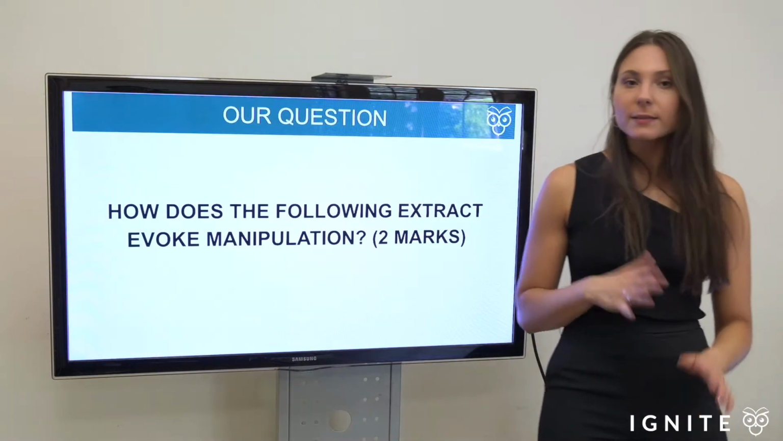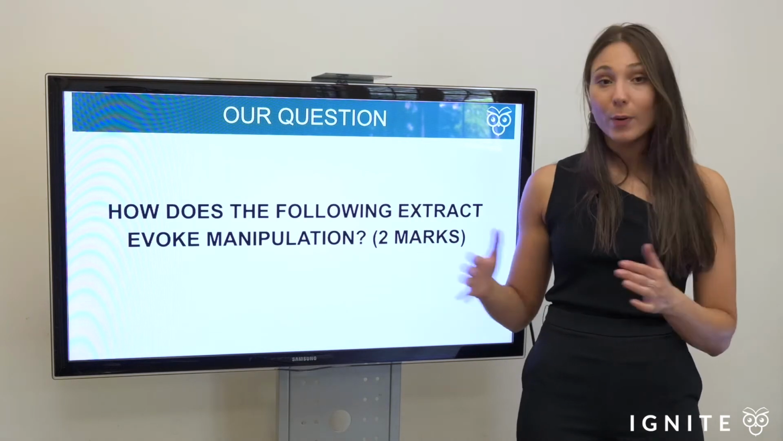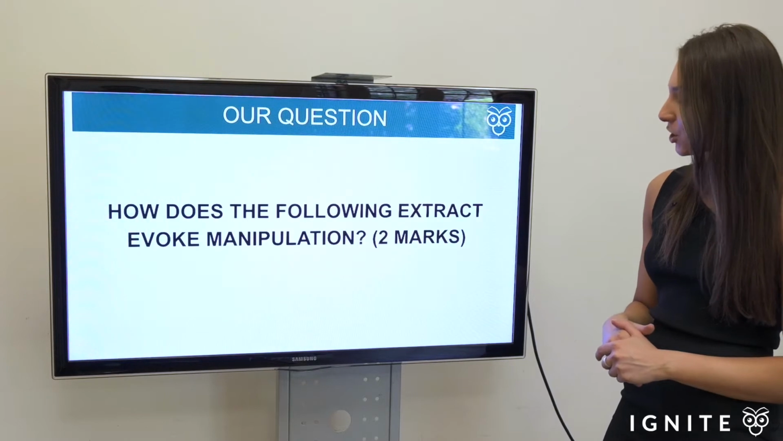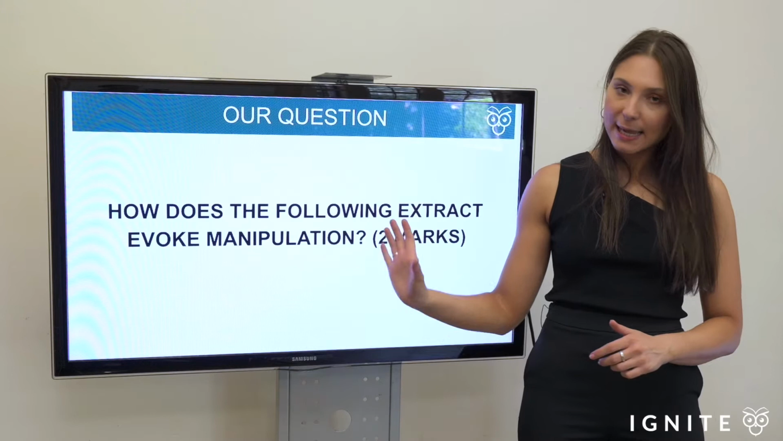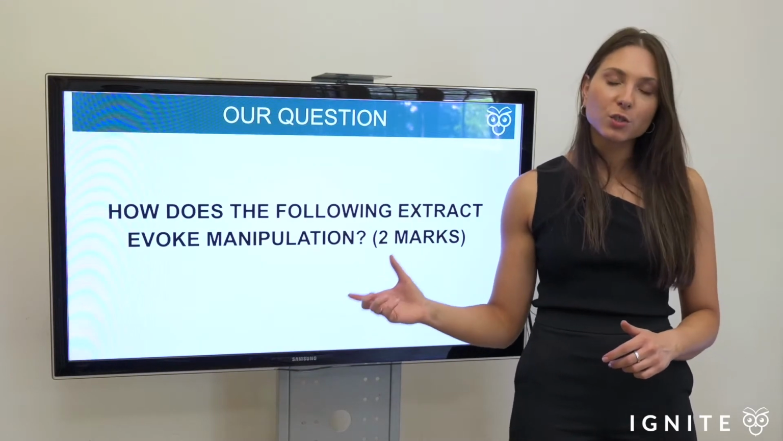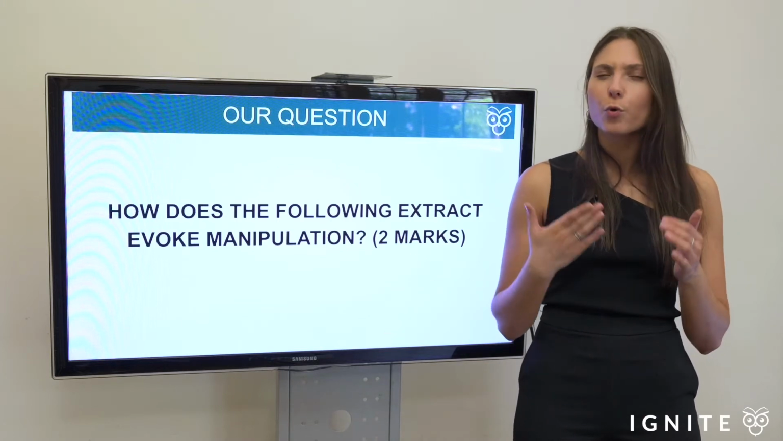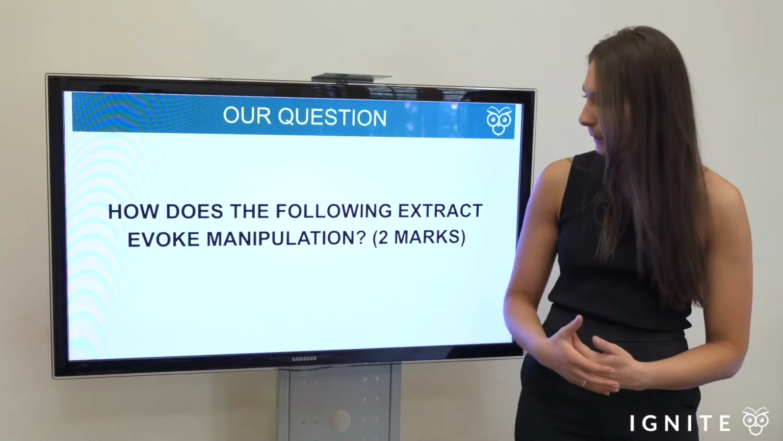To start off with, let's take a look at the question that I'm going to answer through the video. Our question reads, how does the following extract evoke manipulation? And it's a 2-marker. Now, the theme of manipulation is inherent to Shakespeare's Macbeth more broadly. I'm simply using this extract, and this question, to show you how you piece together analysis and you work through quote, technique, effect, which is really the building block to everything that you do in English.